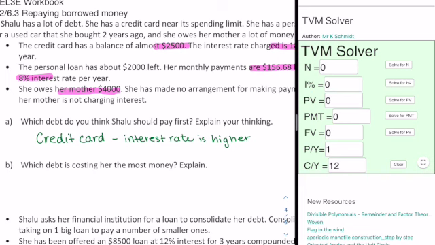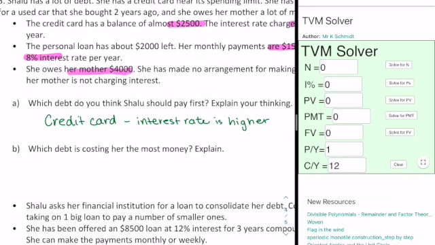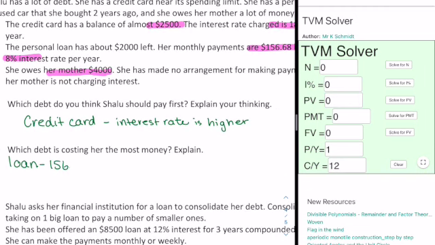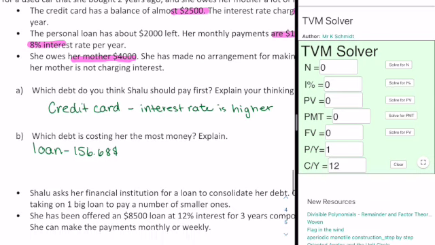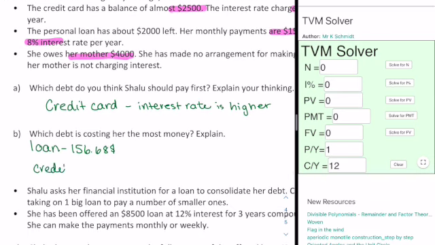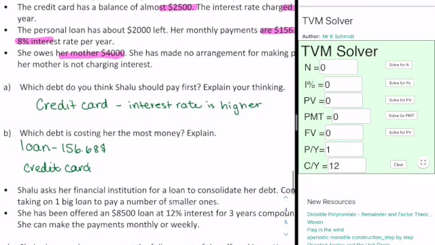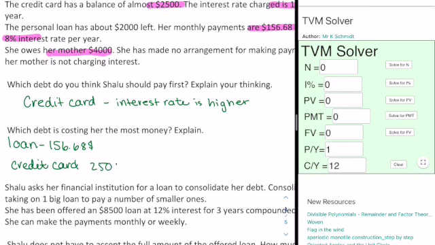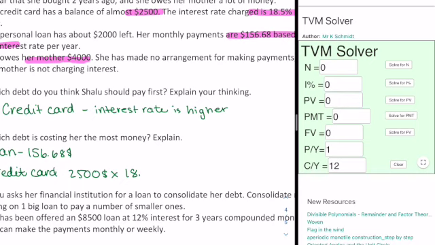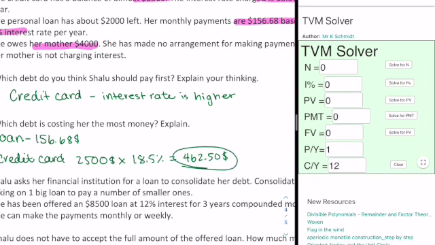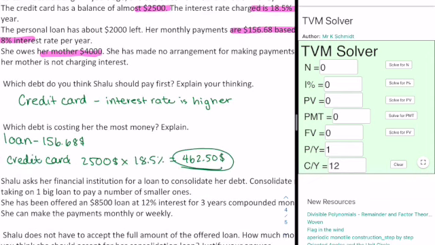And then which debt is costing her the most amount of money? So her loan is only $156.68, but her credit card is $2,500 times, if she doesn't pay it that month, 18.5%. If you calculate that, you'll say this is 462.50. So I would say that this is going to cost her more if she doesn't pay off anything on her credit card.